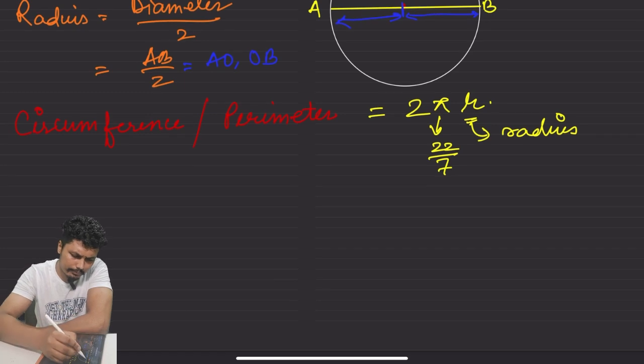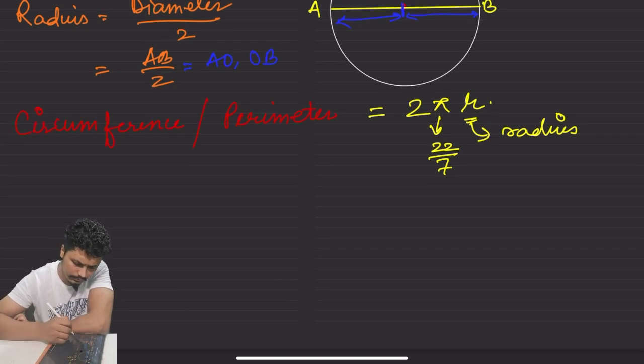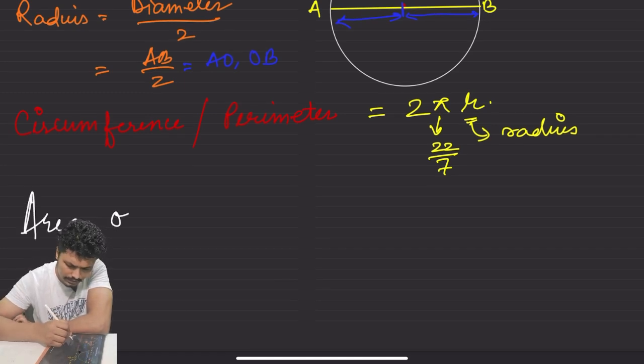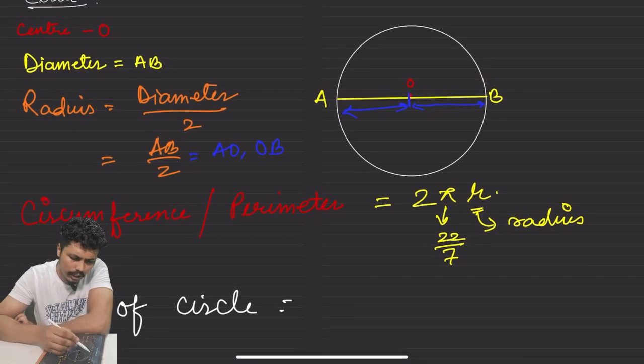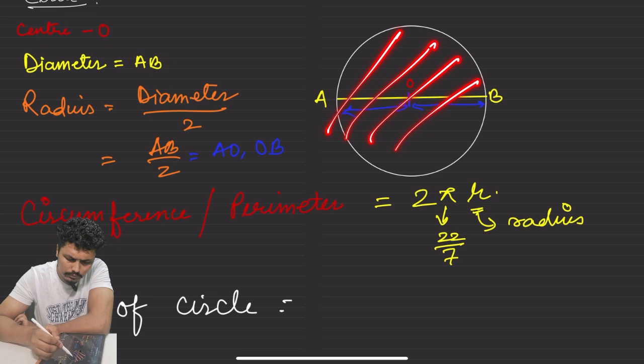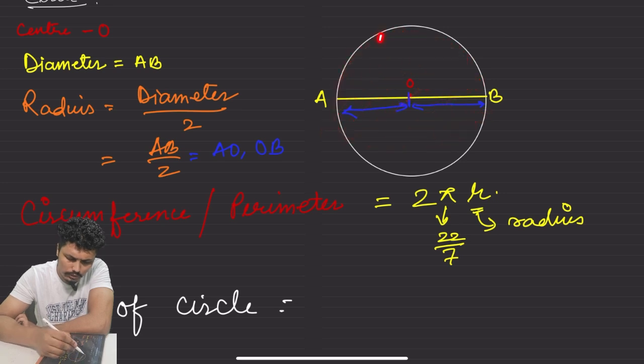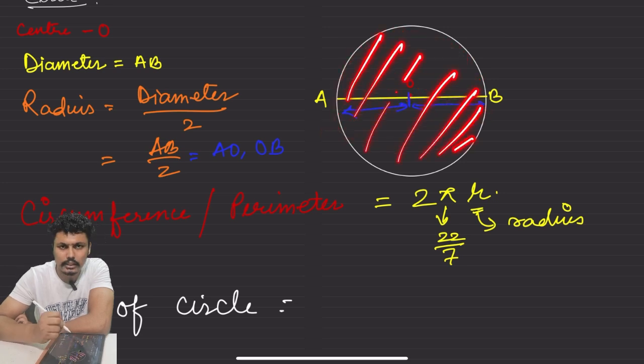Another thing we need to understand is area. Area of a circle. What will be the area? Area is how much space is occupied by this circle. This inside space, not the outside. How much space is occupied by this circle?